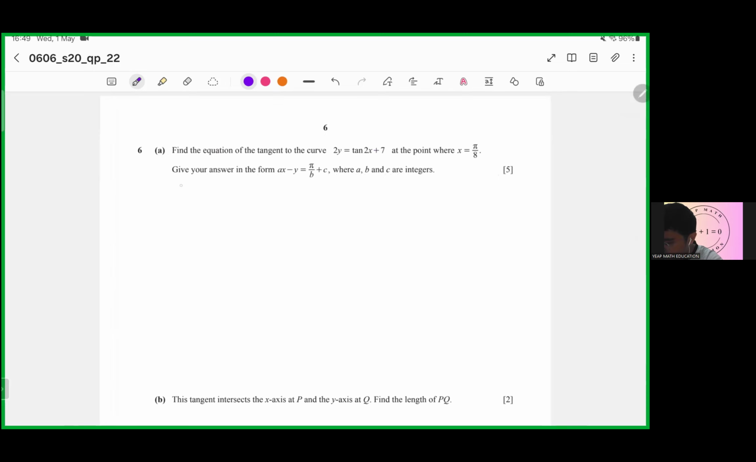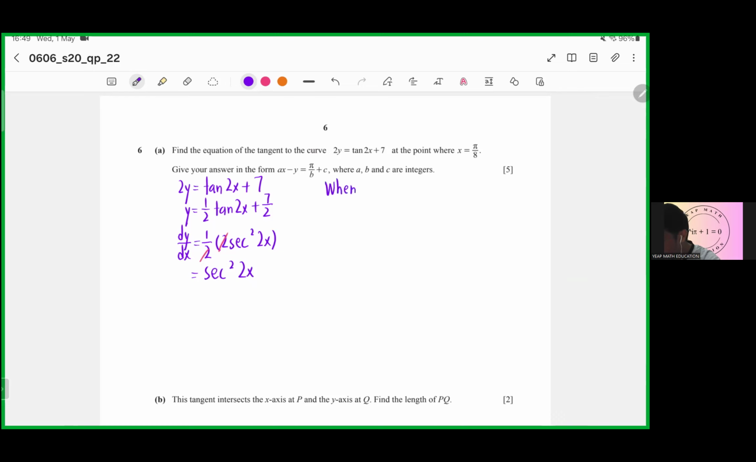I write these questions right now. Now what we need to do is the first derivative, we need to find dy/dx first. 1 over 2, 2 sec squared 2x here. 7 over 2 is equal to 0, eliminated. We get sec squared 2x.